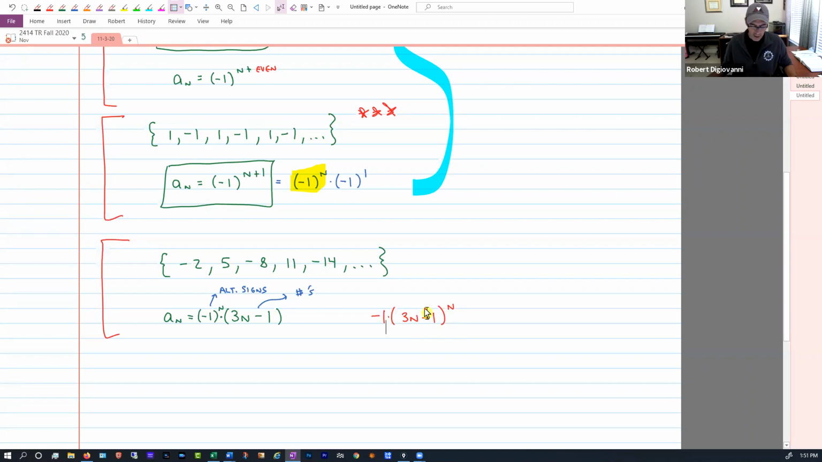This n power is acting on this binomial, not on the -1.